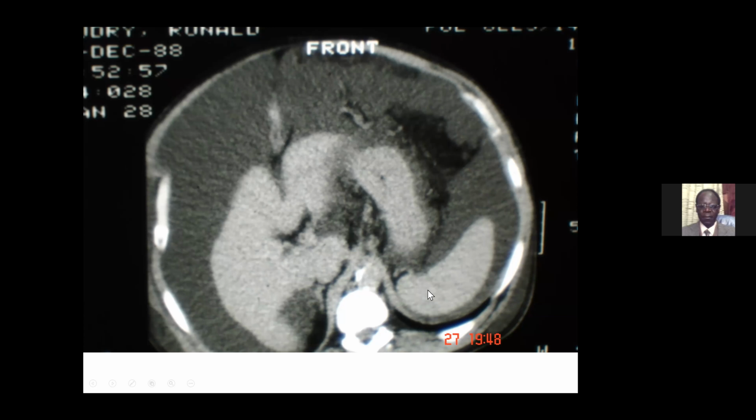This is the spleen. These are the crura, diaphragmatic crura. This is a calcified abdominal aorta. And this is a vertebral body. So this shrunken liver, this was a liver cirrhosis.